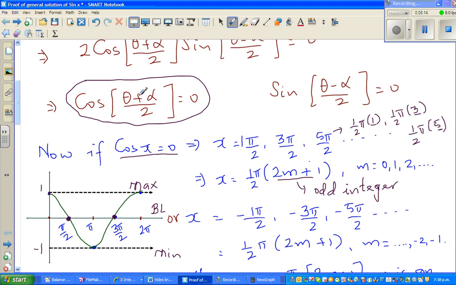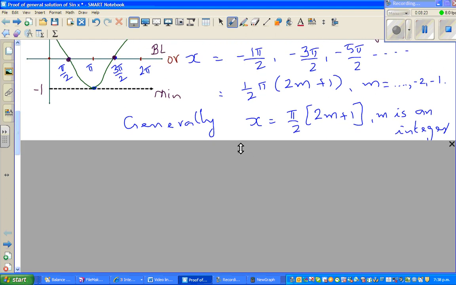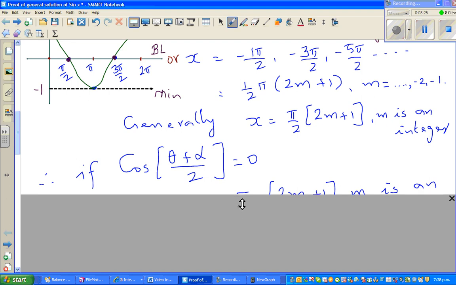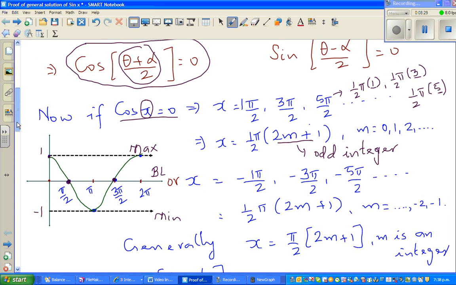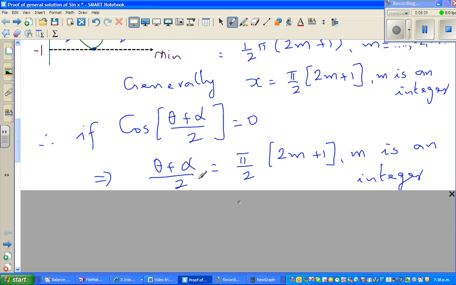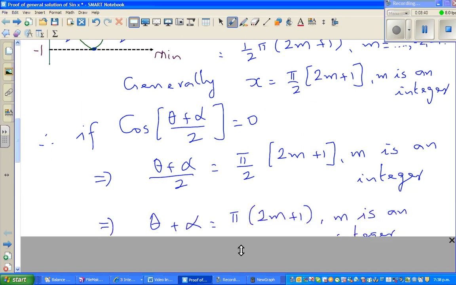So this and this are the same. You can compare your x with theta plus alpha over 2. So I'm going to make the statement like this. Therefore, if cos of theta plus alpha over 2 is 0, we can see the same thing: theta plus alpha over 2 is pi by 2 times 2m plus 1. Can you see the same thing? m is an integer.